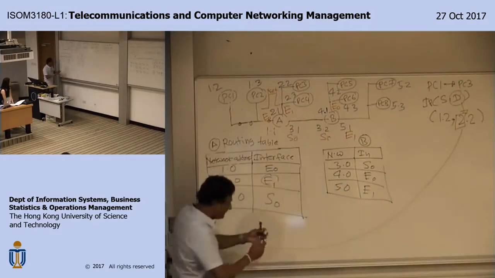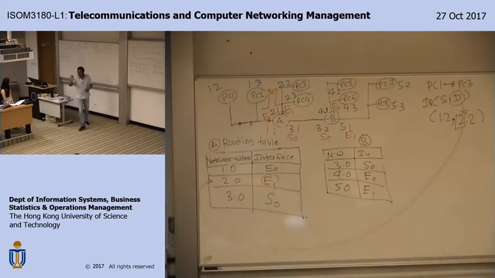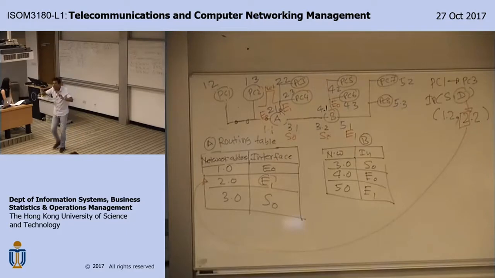Okay, E1. So what do we do? We send the packet out of E1. Look at here guys. Can the router send directly to PC2, PC3? Cannot, right? Router cannot send directly to PC3. Is that right?